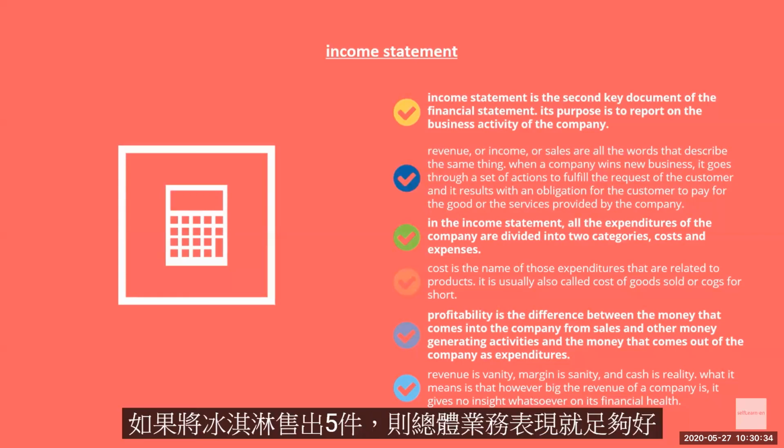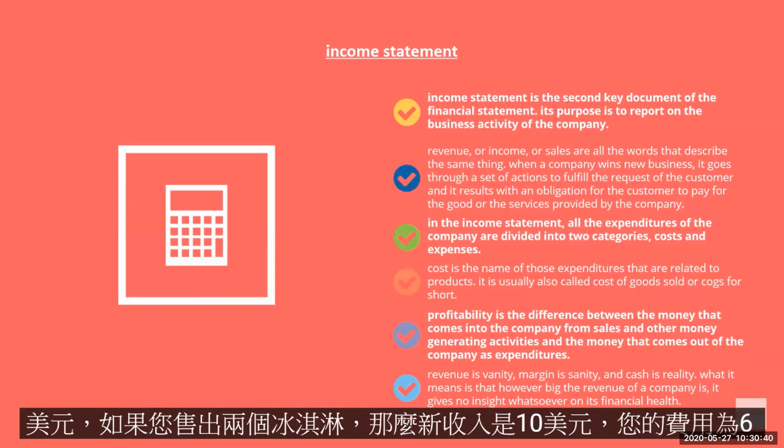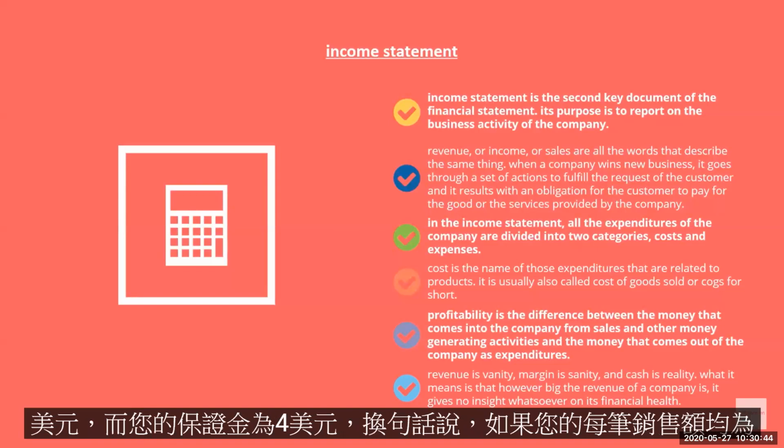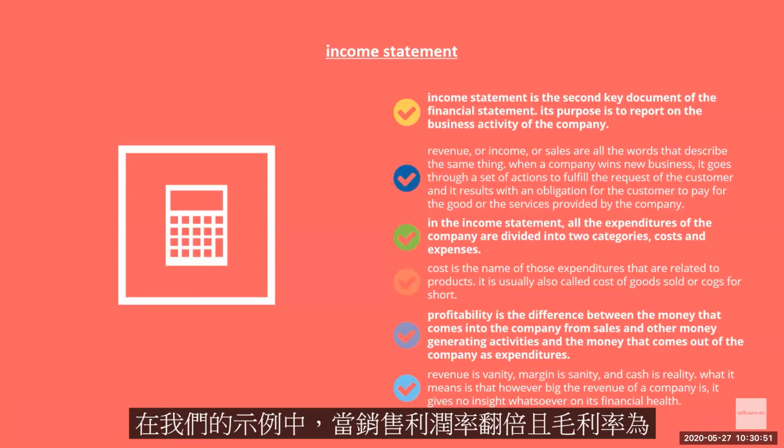If an ice cream is sold for $5, and if it costs $3 to produce, then your margin is $2, $5 minus $3. If you sell 2 ice creams, then your revenue is $10, your costs $6, and your margin $4. In other words, if each of your sales generates margin, then an increase in sales results in an increase in gross margin. In our example, when sales double, margin doubles as well.